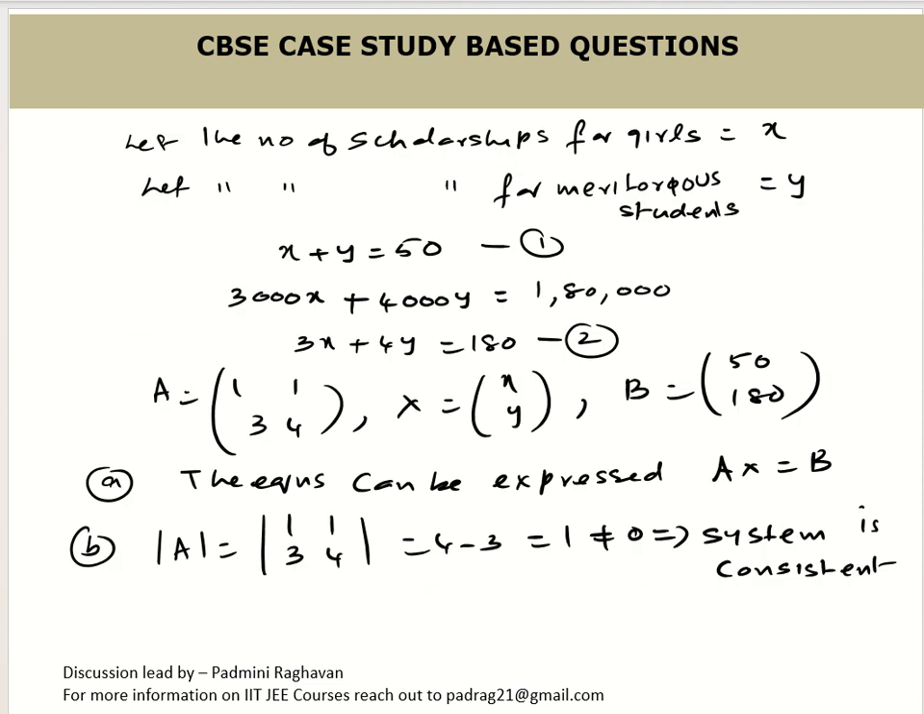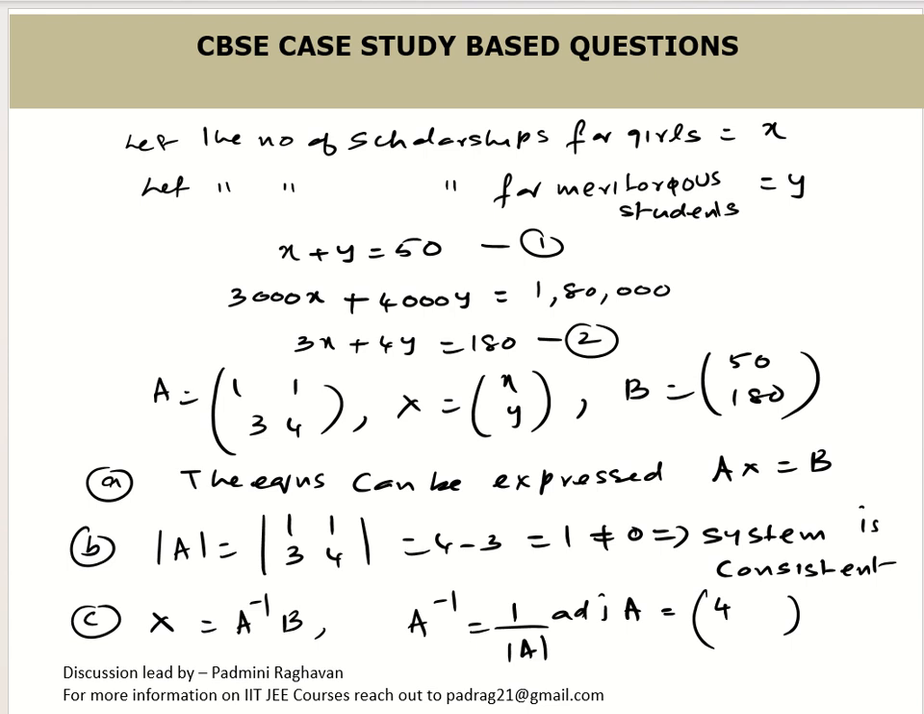So that means they are emphasizing that we need to use matrices. So how do we write? We write X is equal to A inverse into B. You know how to solve equations using matrices. A inverse is equal to 1 by determinant A into adjoint A. We know determinant A is equal to 1, so that is very simple. Adjoint is obtained by interchanging the elements along the main diagonal, changing the sign of the other diagonal. So adjoint is going to be [4, -1; -3, 1].